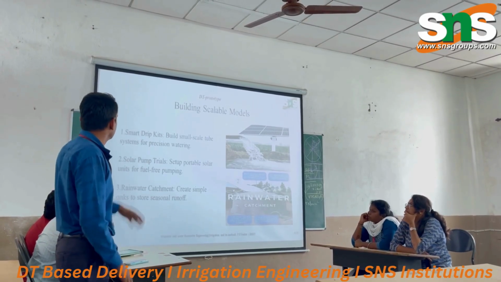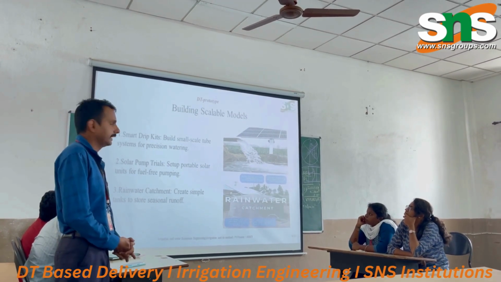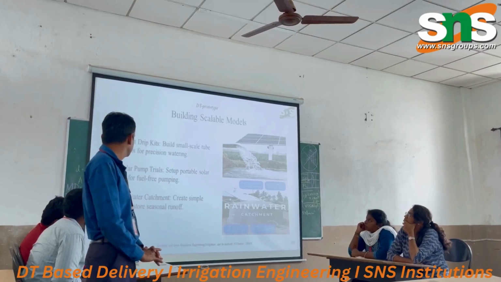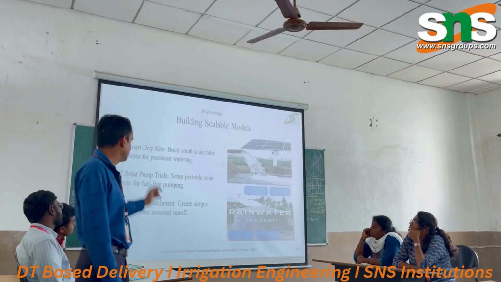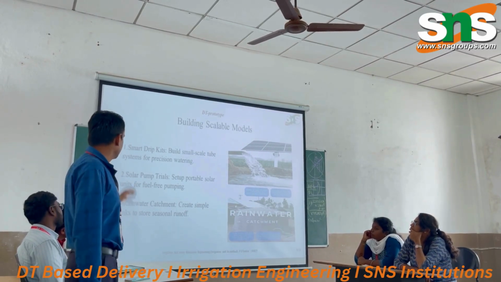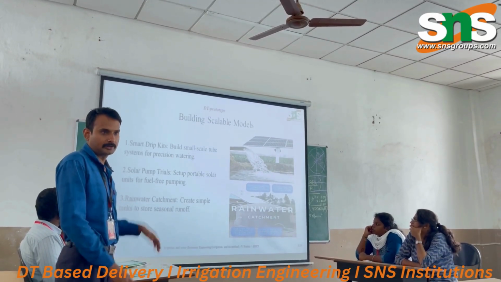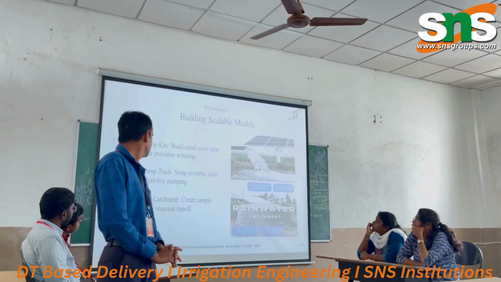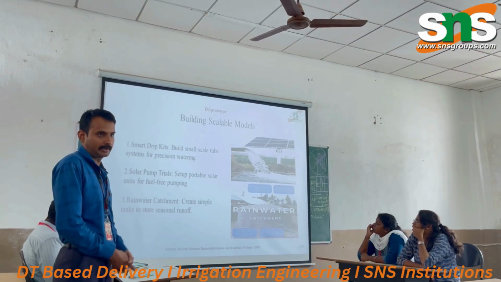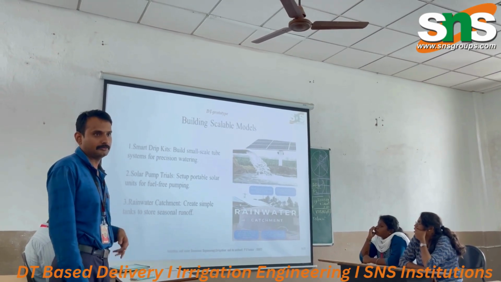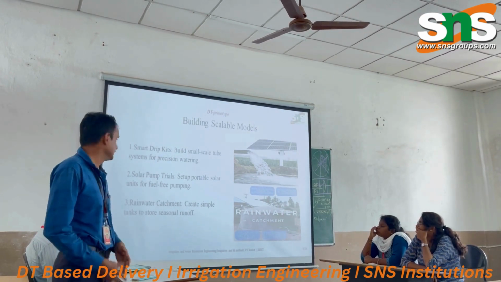In the prototype stage, we build scalable models, that is smart drip kits for irrigation. We have to build small scale tube systems for precision watering and solar pump trials. We have to set up portable solar units for fuel free pumping. Solar is set up in order to generate electricity free of cost and to enhance the efficiency of pumping water. Rainwater catchment is also prepared so that water can be stored at a particular location and then fed to various fields in order to reduce the scarcity of water in dry seasons.